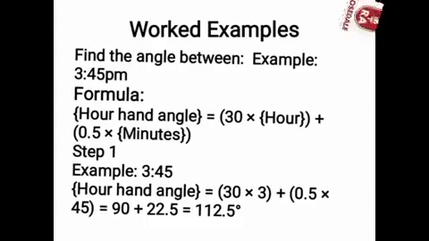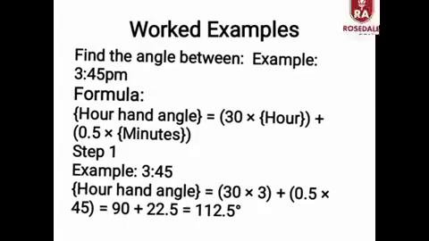Find the angle between, for example, 3:45 p.m. Now you take a look at your clock and it's 3:45. How do we find the angle formed at 3:45? The angle formed at 3:45 is the angle you are going to find using the formula. Please, this is taken step by step.